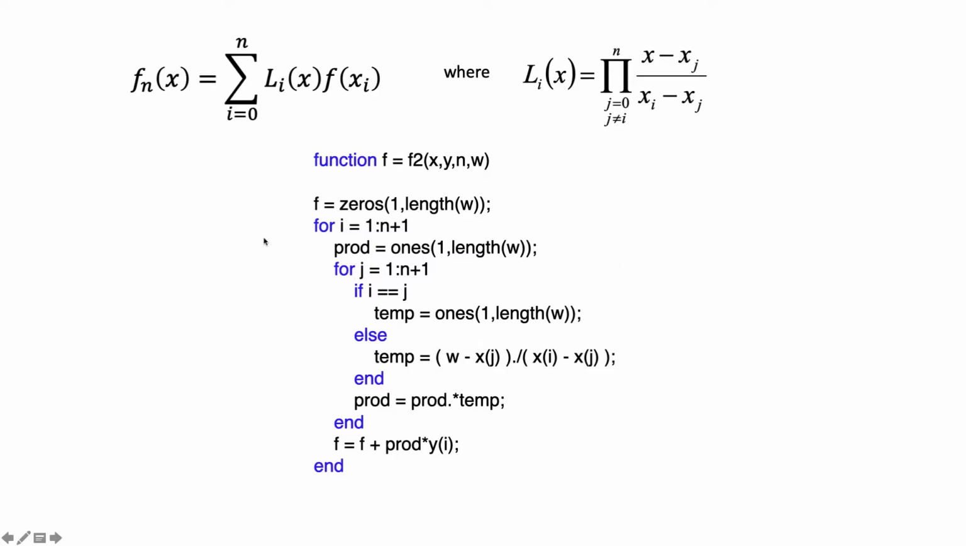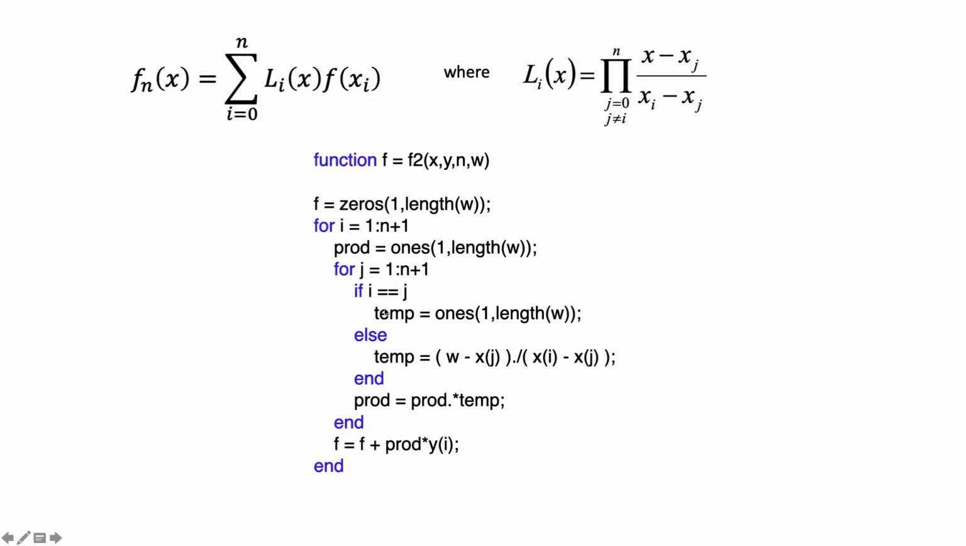Okay, so let's consider this example. Let's consider a quadratic polynomial. So that means that n is equal to 2, which means that this for loop will run from i equals 1 to 3. So there will be 3 elements in this polynomial. So let's start with i equals 1. So if i equals 1, then product equals 1, length w.